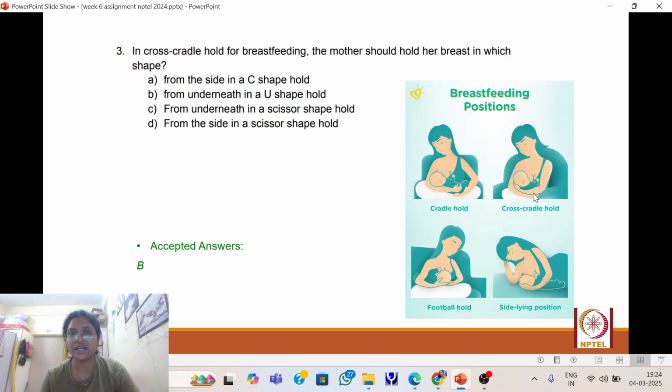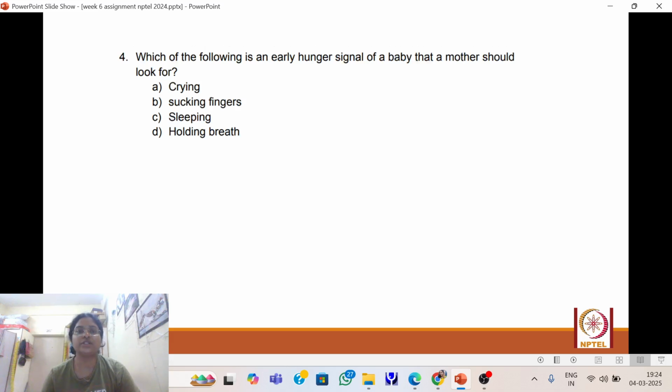From underneath you can see the hand in a scissor shape hold. Here you can see in a scissor shape hold, crossing both the hands. From underneath she has to hold the baby so that it can do proper sucking. Okay, I hope it is clear. Moving on to the next. Which of the following is an early hunger signal of a baby that a mother should look for? Crying, sucking fingers, sleeping, holding breath.